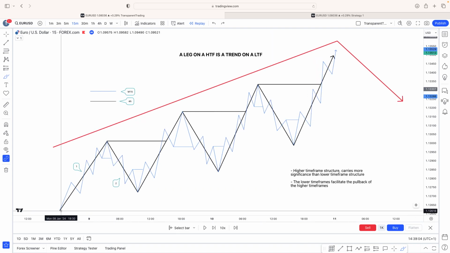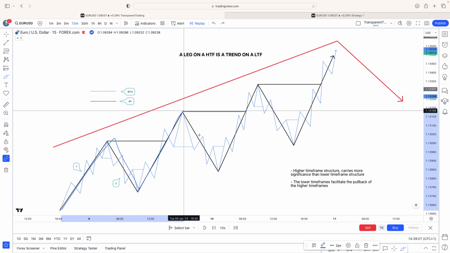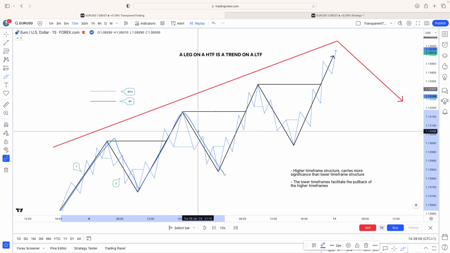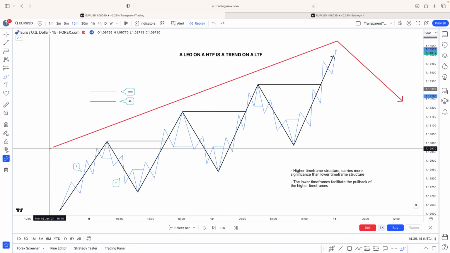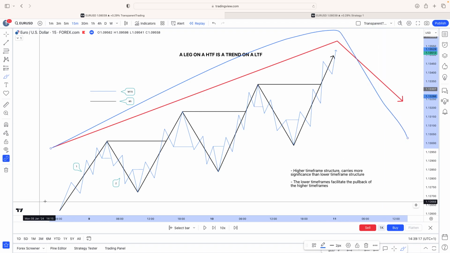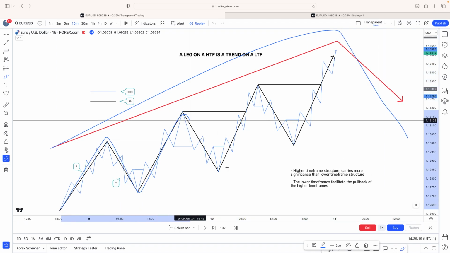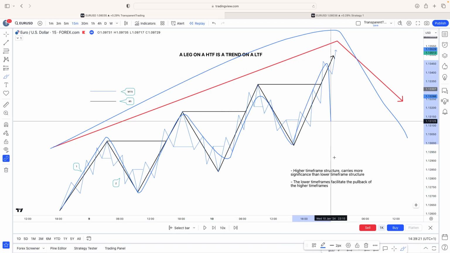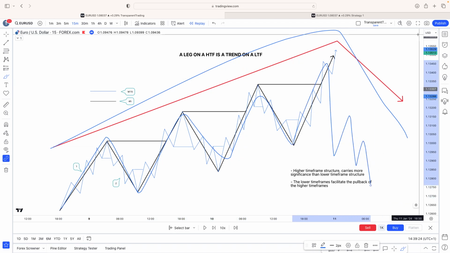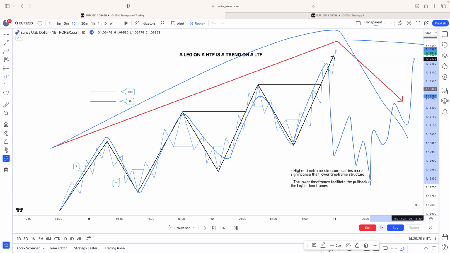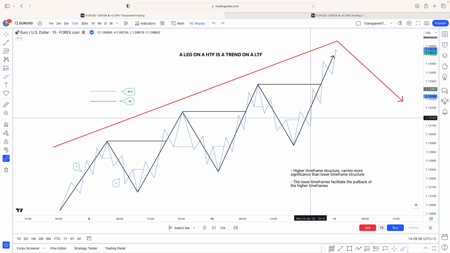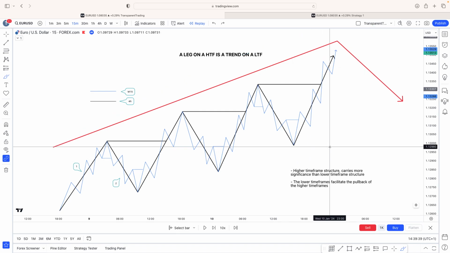Okay? So the 4-hour impulse legs and correction legs are made up of a bullish and bearish trend on the M15, and the daily impulse and correction legs are made up of a 4-hour trend, a 4-hour bullish trend up here, and then a 4-hour bearish trend here. And then when we want to target this weak daily high, the 4-hour is going to switch bullish again to facilitate that. Okay, so the 4-hour facilitates the impulse and correction legs of the daily, and the M15 facilitates the impulse and correction legs on the 4-hour.